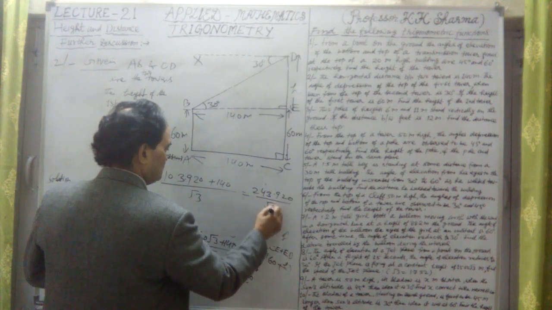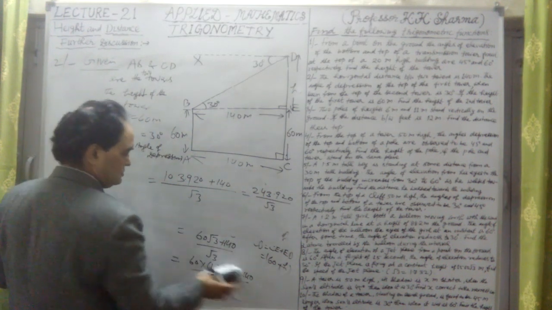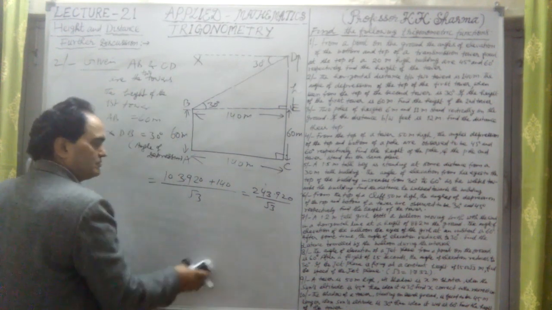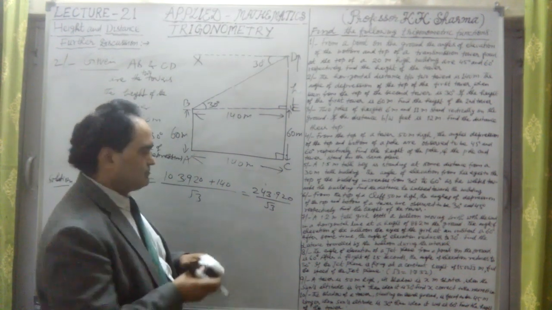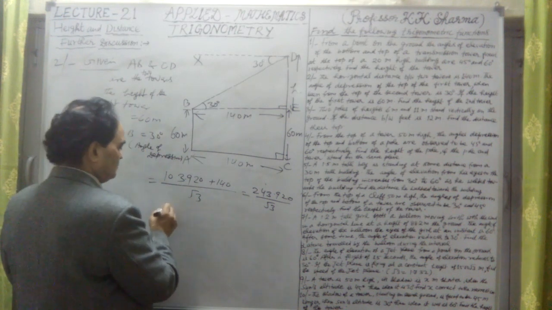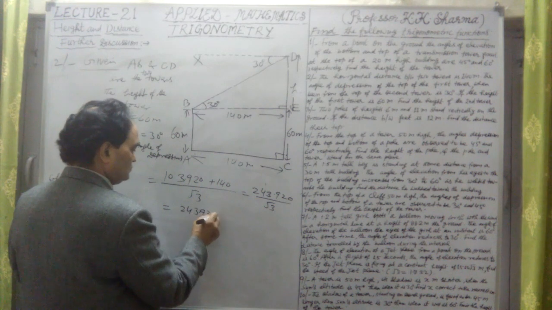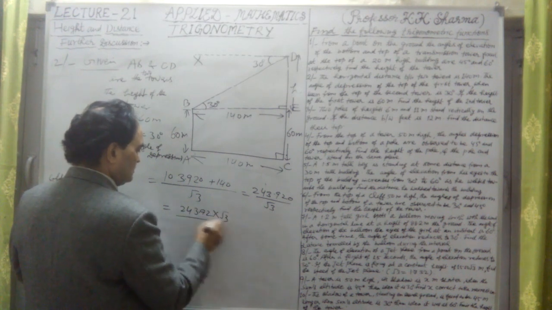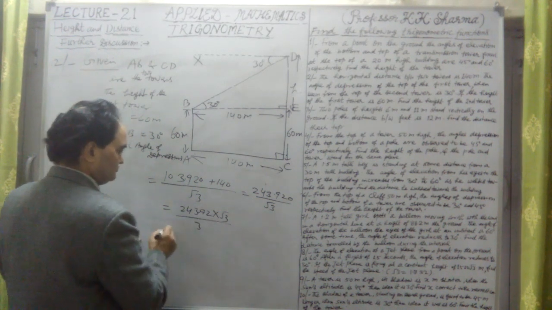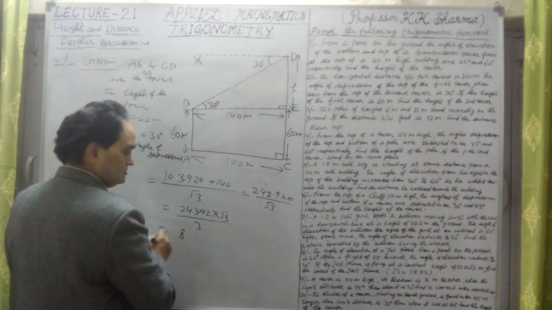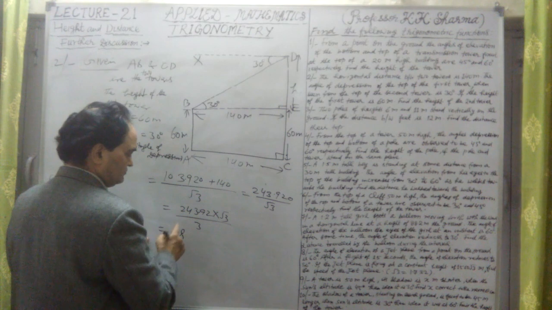243.920 upon root 3. So this is either the final value, or we can multiply by root 3 in the numerator and denominator. That can also give us the value. If I multiply by root 3, 243.92 into root 3 upon 3. If I divide by 3, this is 3 at the 24, right?